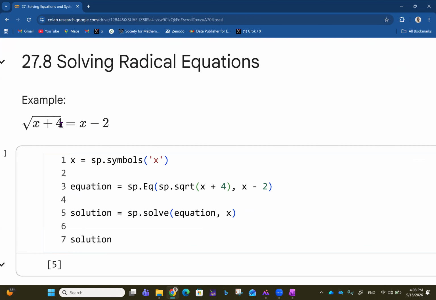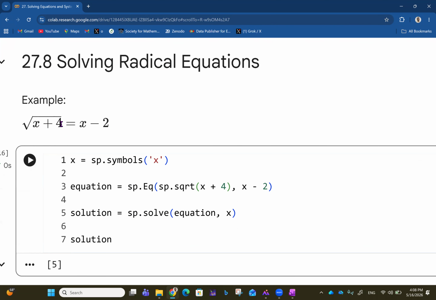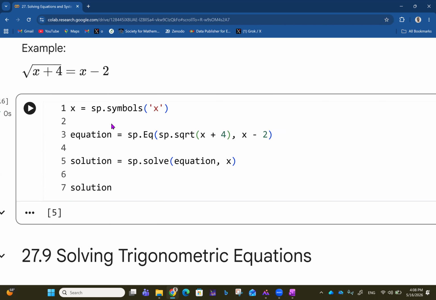Square root of 5 is 9. I mean, square root of 9 is 3. Then 5 minus 2 is also 3. So that's why the correct answer will be 5 here. And 0 is excluded because it doesn't work. If you test it on the right-hand side, you have square root of 4, which is 2. 0 minus 2 is minus 2. So that doesn't really work.